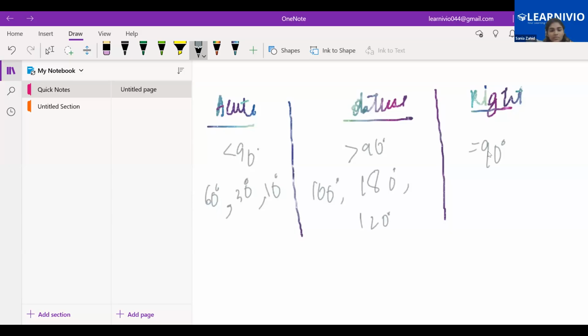Do you all understand? What is right angle, ma'am? 90 degree is known as right angle. Fine? Okay, ma'am.